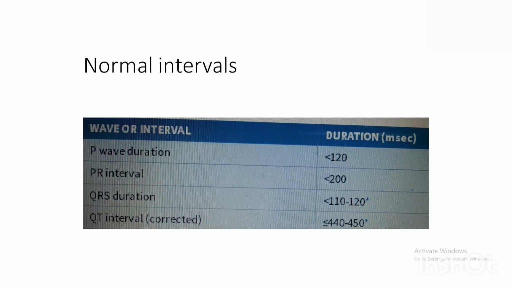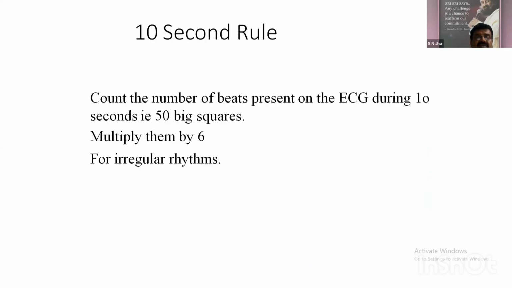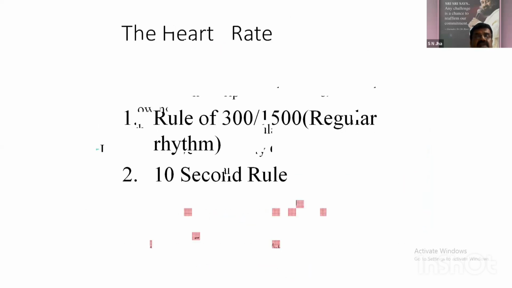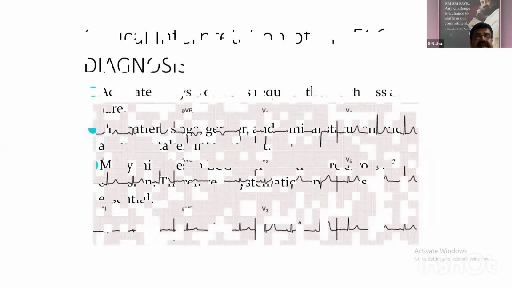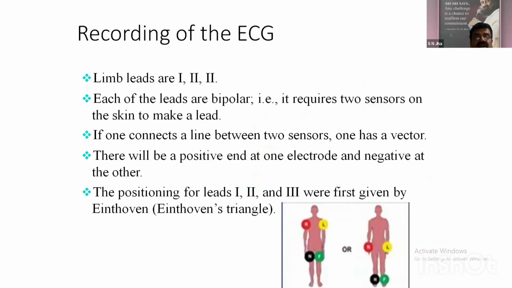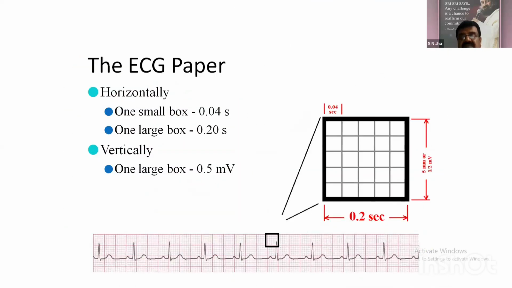So we know one small square is 0.04 second. This you need to remember. One small square is 0.04 second and one big square is 0.2 second. I told you previously. So small square is 0.04 second and one big square means 5 small squares. So it is 0.2 second.